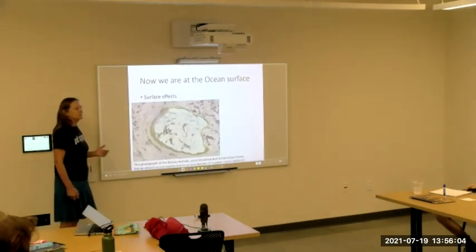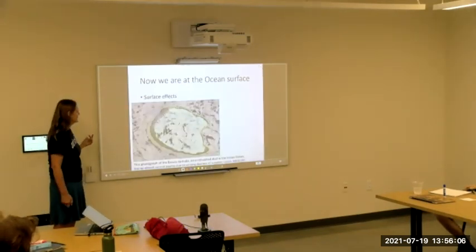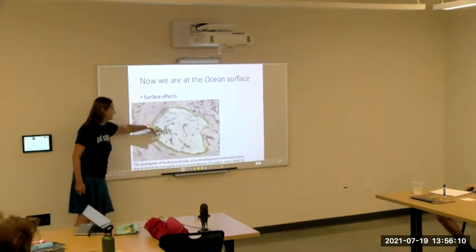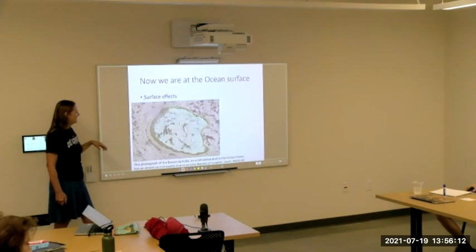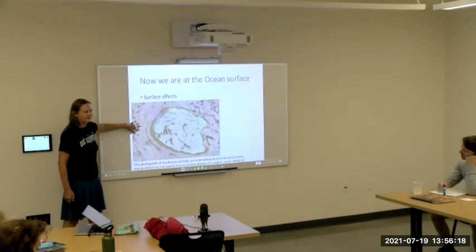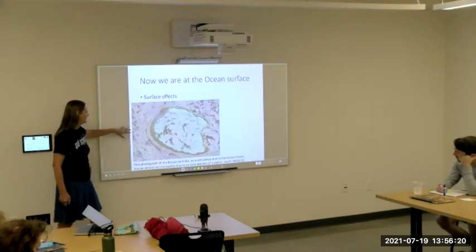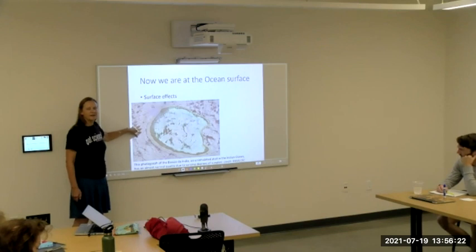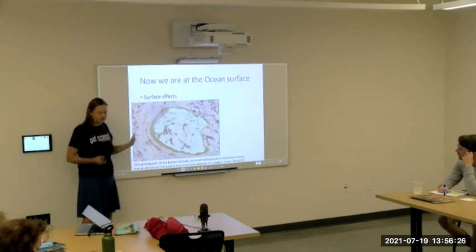Okay, so here's something about surface reflection. This is a photograph taken from space. This is the Indian Ocean, and this is a lagoon. What you're seeing here is the reflection or glint of sunlight off the surface. If you don't have polarized sunglasses and you look at the ocean, you get that white glare.